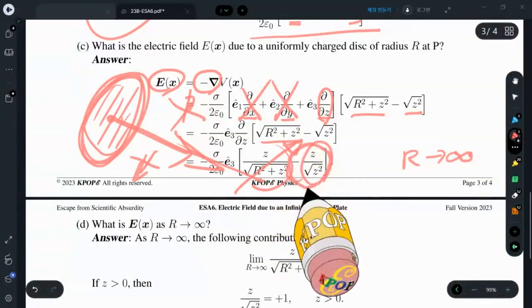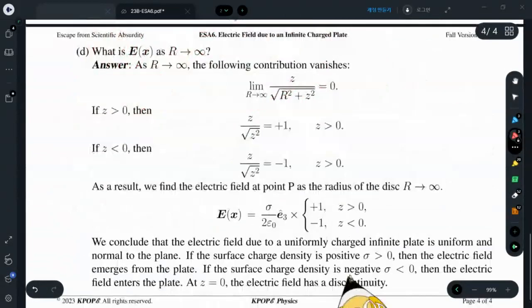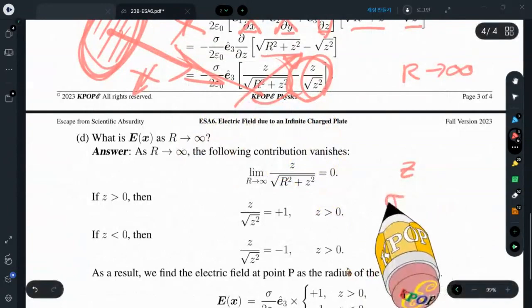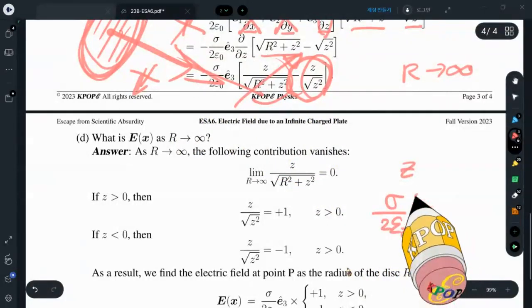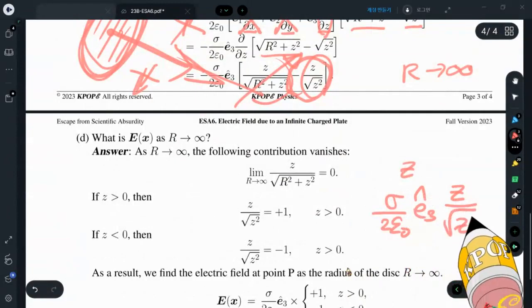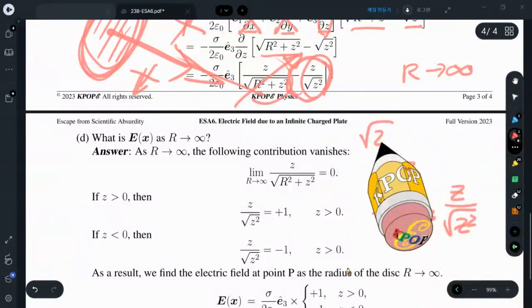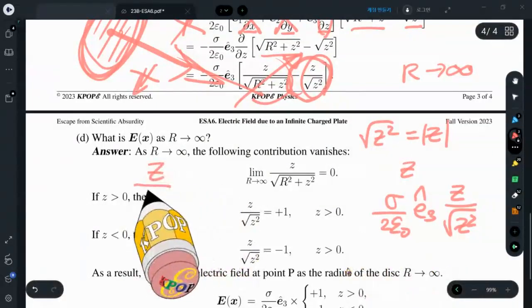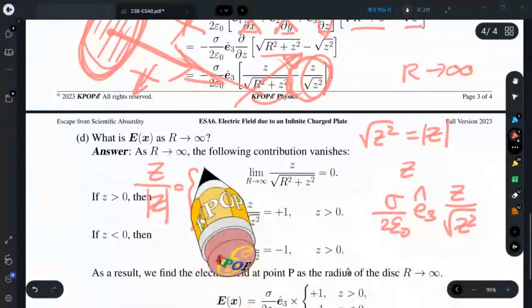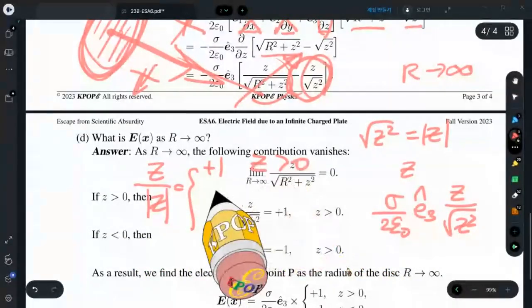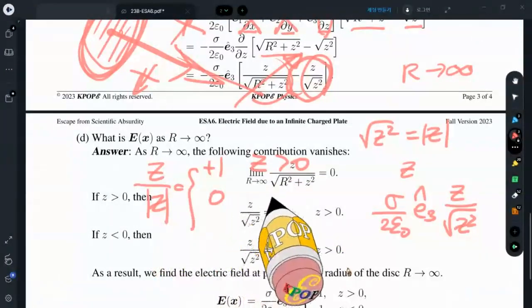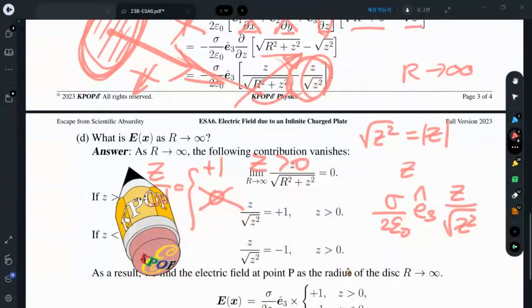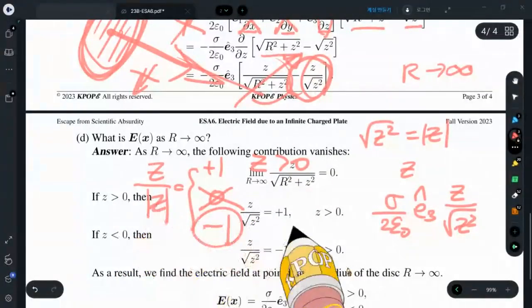The only contribution comes from this, and what is that? That is z, minus minus plus. So we have sigma over 2 epsilon 0 times z hat times z over the square root of z squared. What is the square root of z squared? This is the absolute value of z. So z divided by absolute z is equal to plus 1 if z is positive. At z equals 0, I don't know. We don't care much about the point of discontinuity, and we have minus 1 for z negative.